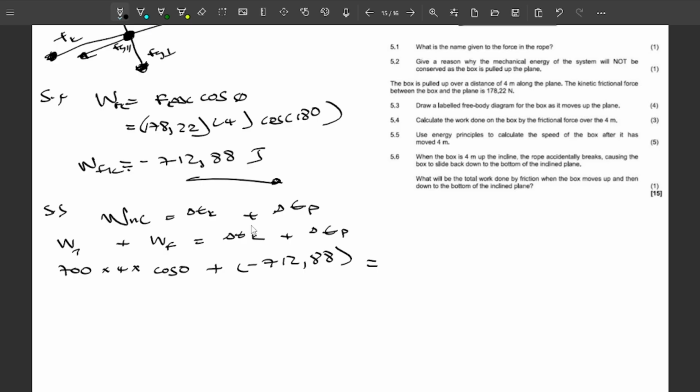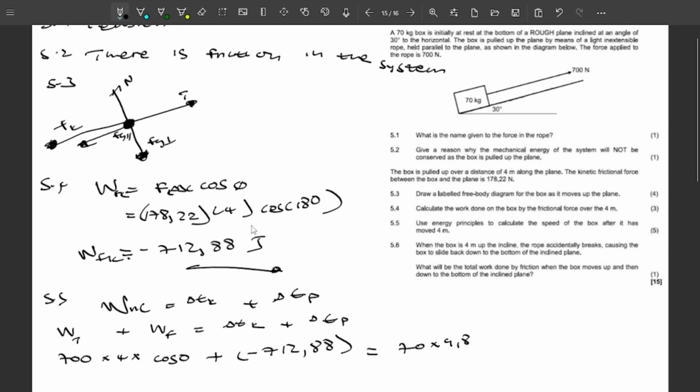Now the mechanical energy or the potential energy, we are going to say 70 times 9.8. Now the height difference, right? 70 times 9.8. It's going to be what? This is where you have to use your trig, because this is 4. Now we don't have the height, so you have to find the height. The height is going to be sine something, right?